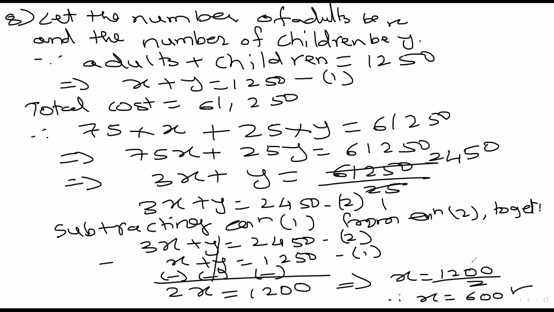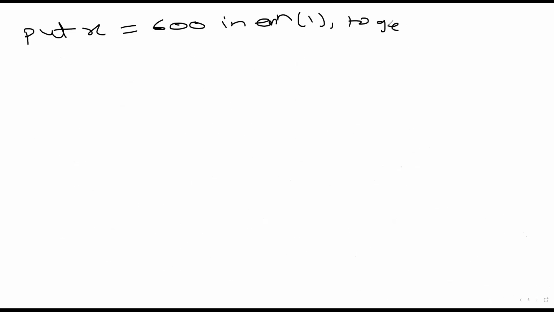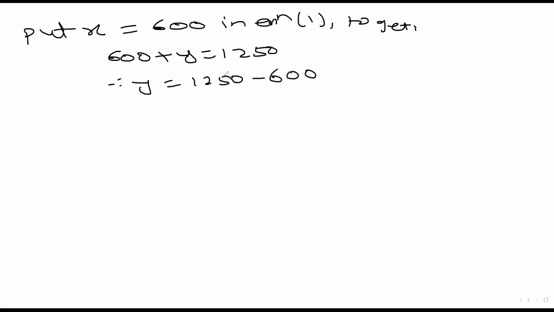Is that clear? Yes, sir. Once you get x is equal to 600, it is easier to put it in equation 1 and get the value of y. So put x is equal to 600 in equation 1 to get 600 plus y is equal to 1250. So you get y is equal to 1250 minus 600, right? So y is equal to 650. Got it? Yes, sir.